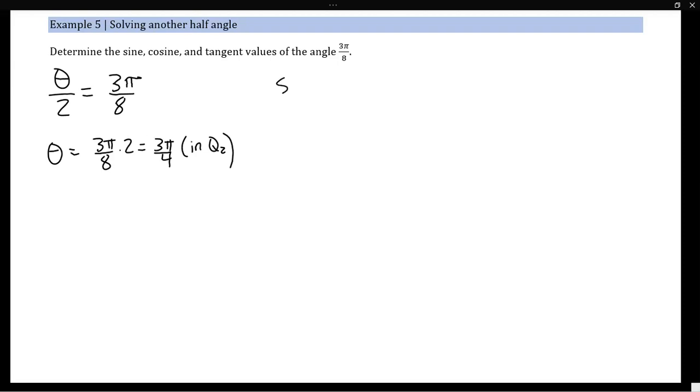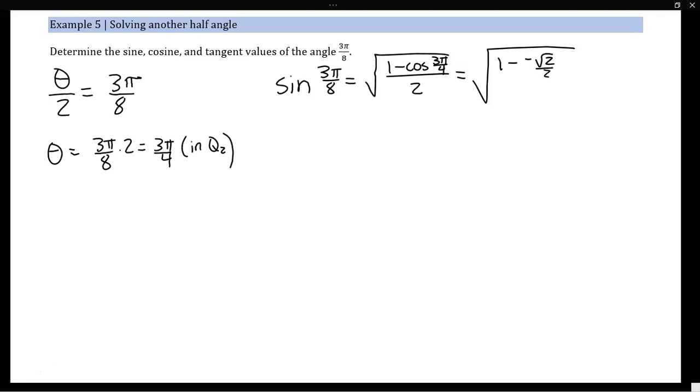So the sine of 3 pi divided by 8 is going to equal the square root of (1 minus cosine of 3 pi over 4) divided by 2. The cosine of 3 pi over 4 is negative square root 2 over 2 because cosine is negative in quadrant 2. So we get the square root of (1 minus negative square root 2 divided by 2), all divided by 2. And so when we simplify this, again, the 1 is 2 divided by 2.